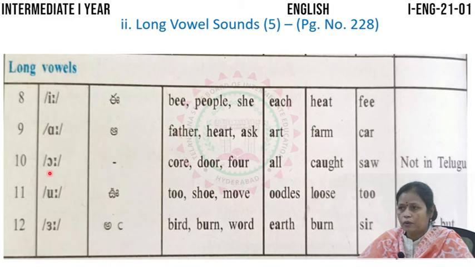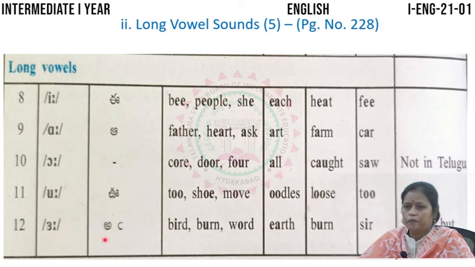Next, there is no exact sound in Telugu for this one: as in for, all, hurt, so. Next, oo, which represents the sound ooo. O with 2 dots, as in to, show, move, oodles, lose, to.